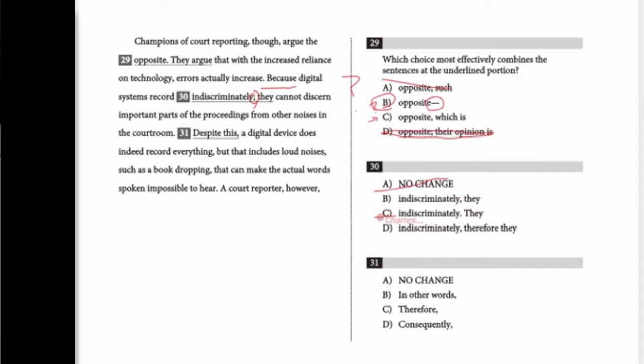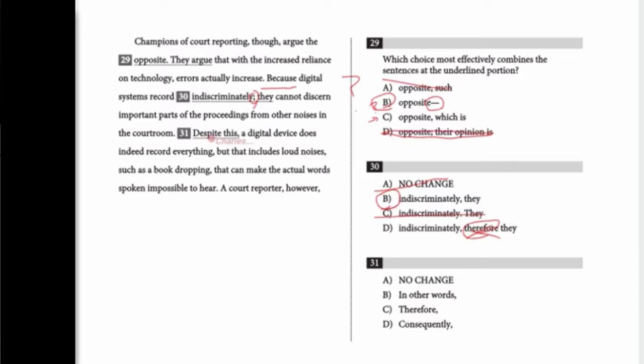C is not correct. I can't put a period because that's a dependent clause before it. D, why would I say therefore they? Because I already said because. That's redundant cause effect there. So B, indiscriminately, comma, they is correct. Dependent clause, then main clause.